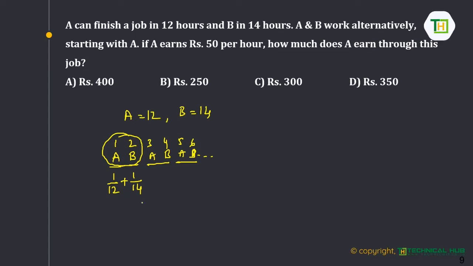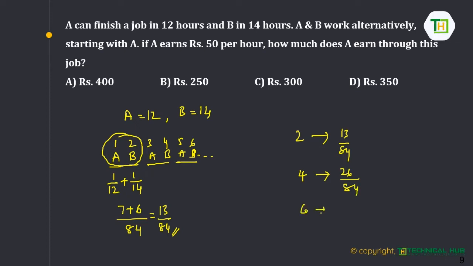What is the LCM of 12 and 14? 84. Okay, so 84 is the LCM. So it should be 7 plus 6, so 13 by 84 is the work finished by A and B in 2 hours. For the next 2 hours, that means after the completion of 4 hours, the total work is 26 by 84. After 6 hours, it will be 39 by 84, and so on. After 12 hours, the work completed is 78 by 84. If I go for 14 hours, it will be 91 by 84.